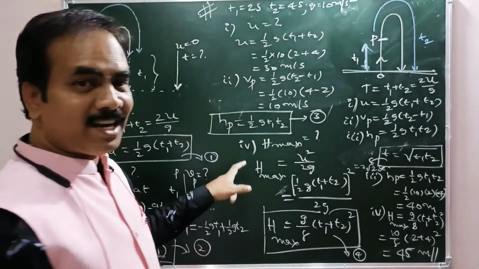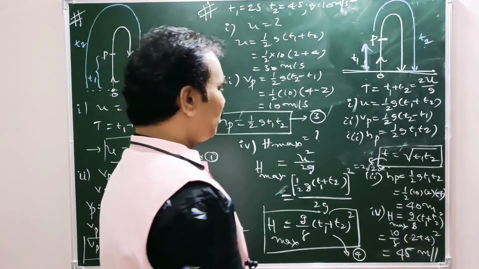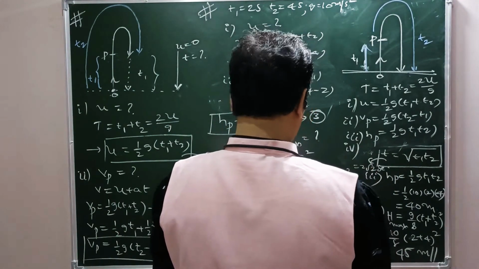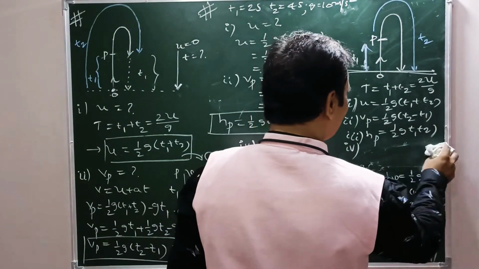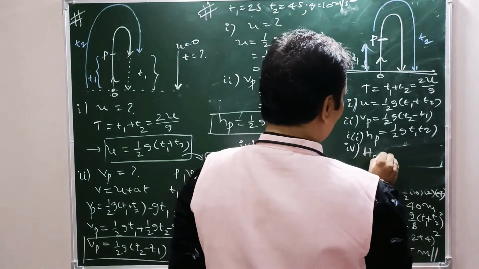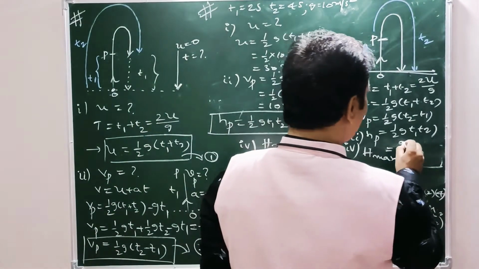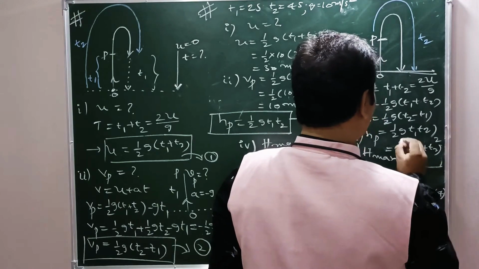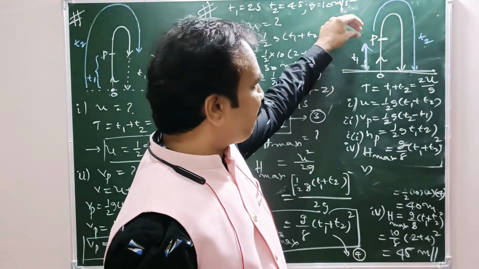Now question number 4. Maximum height reached from the ground. Same, H max equals G by 8 of T1 plus T2 whole square. Question number 5. Suppose a second body is dropped from point P.